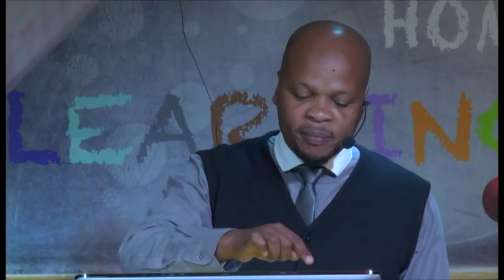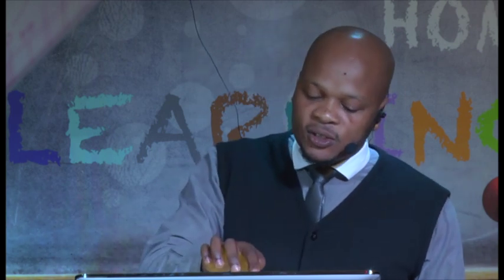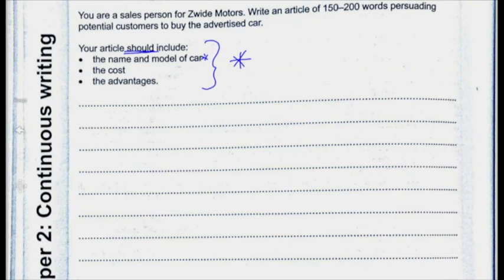You should write something about what? The name and model of the car. So this should be there. It's a must. You also state how much it costs, and also the advantages. When you look at this closely, they're already helping you, because when you look at the name and model of the car, you're already given the information, the costs, the advantages.